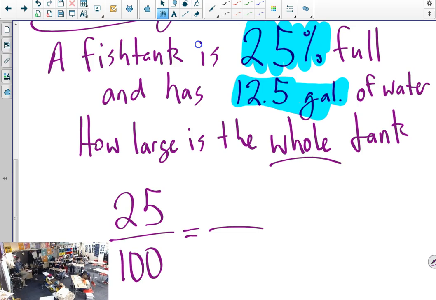Now, I've used my percentage, and I've put it over 100 because that's what we know it means. Where would the 12.5 go in my proportion? Does the 12.5 relate to the 100% of the tank? Because remember, the bottom there is the total. Is the 12.5 the total gallons?